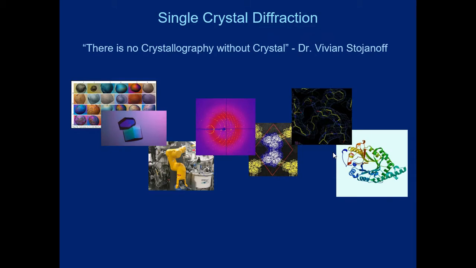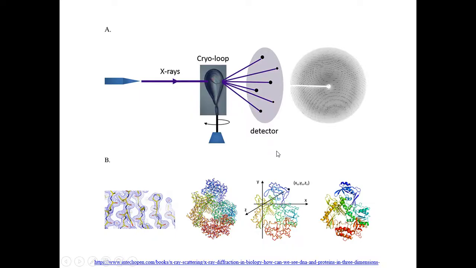Okay. There is no crystallography without crystal. That's from one of our mentors, Dr. Vivian Stojanov. Crystals are beautiful. They're gorgeous. They have all kinds of colors to them. And ultimately, what we want to do is take our crystals, get the X-ray diffraction pattern, which we have an example here, and then determine what the structure of the protein looks like using data analysis. Okay.